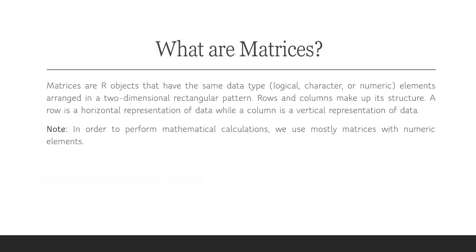So, what are matrices? Matrices are objects that have the same data type, which can be logical, character, or numeric elements arranged in a two-dimensional rectangular pattern or layout. Rows and columns make up its structure. A row is a horizontal representation of data, while a column is a vertical representation of data. Now you have to note down one important thing here, which is that in order to perform mathematical calculations, we mostly use matrices with numeric elements.